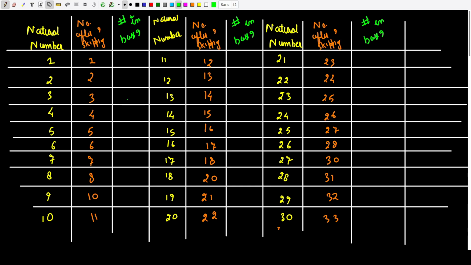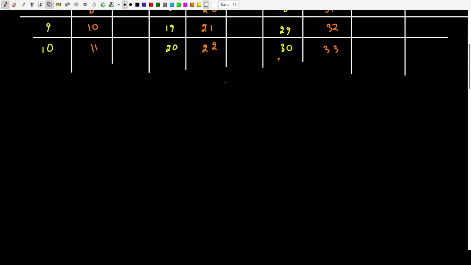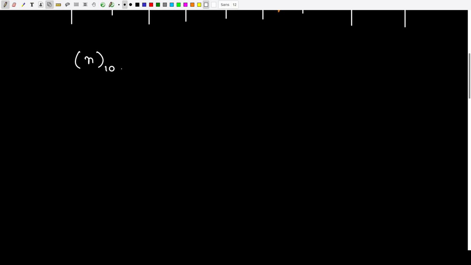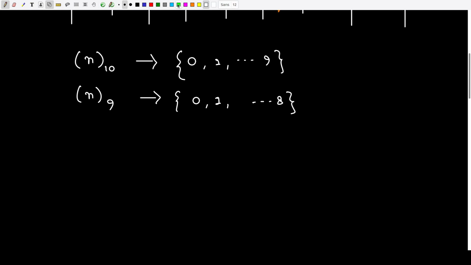Now let us perform one more experiment, which is to express numbers in base 9. What I mean by this is, let's say n is a decimal number, and if we are representing this n in the form of a decimal number, then the digits we'll be using are 0, 1 all the way till 9. Similarly, if we want to represent number n in base 9, then we just have to use the digits from 0, 1 all the way till 8. So what we want to do is represent each of the numbers in this format, which is base 9. So let us do that.